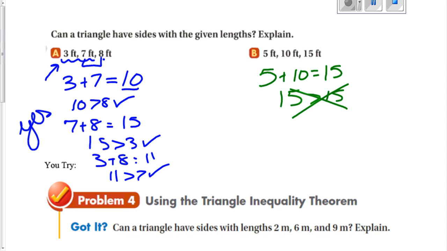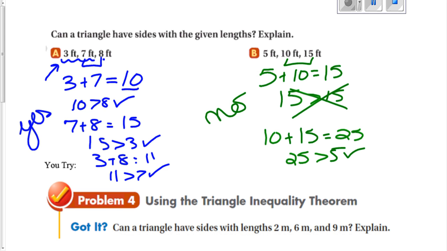Now here's what I want you to be careful of. If I were to do another combination, like 10 and 15, 10 plus 15 is 25. 25 is greater than 5. All right, so some of them may work, but every single combination, so all 3 of them, have to work in order to make a triangle. So this one is a no.